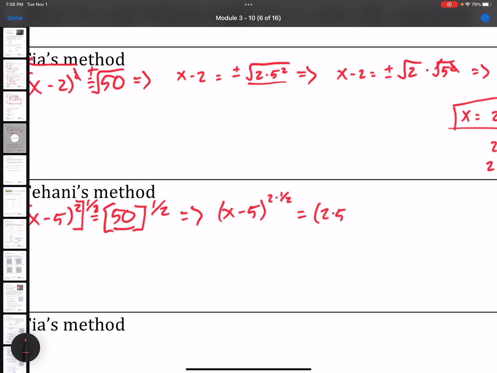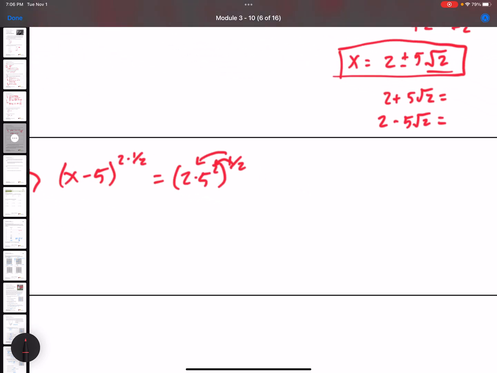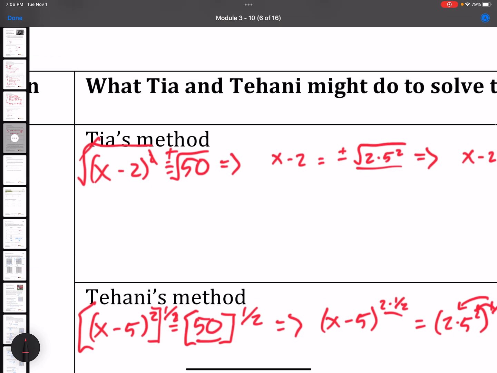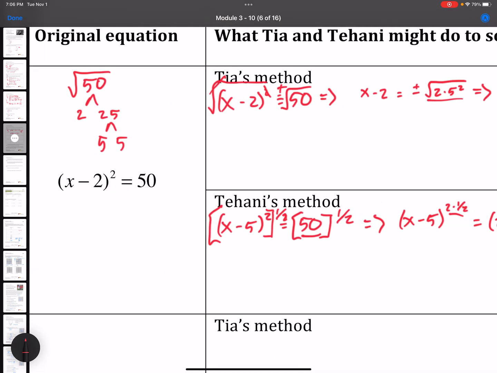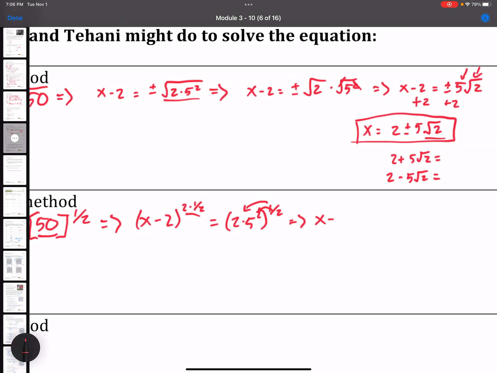2 times 5 squared raised to the 1/2. And I'm going to distribute that 1/2 to both of those, right? 2 times the 1/2 is just equal to 1. So I've got x minus, and that's not 5. I wrote that down poorly. Sorry, you guys. That's x minus 2.